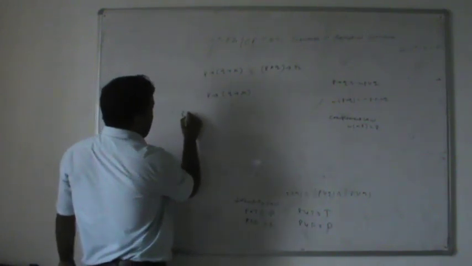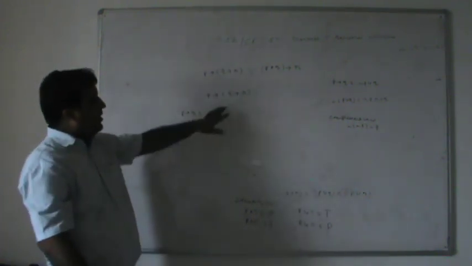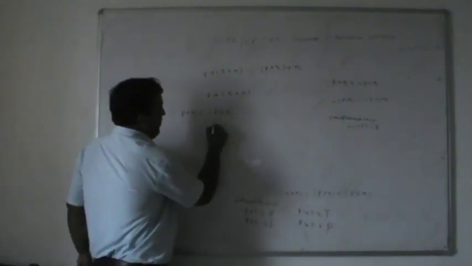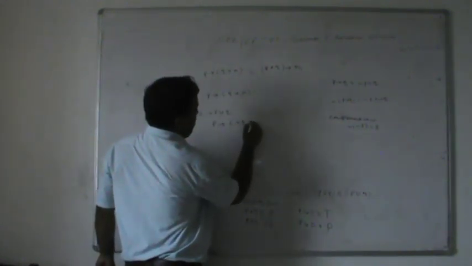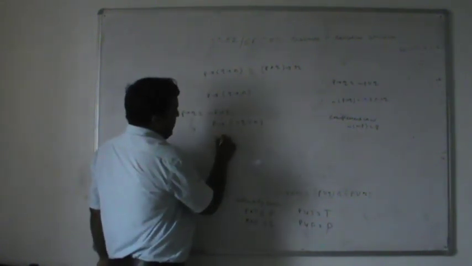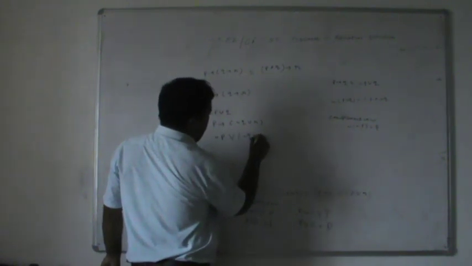Now, as we know, P implies Q equals negation P or Q. Substitute the value here. So we can find the answer: P implies negation Q or R, and then again apply the same theorem, it is negation P or, in bracket, negation Q or R.